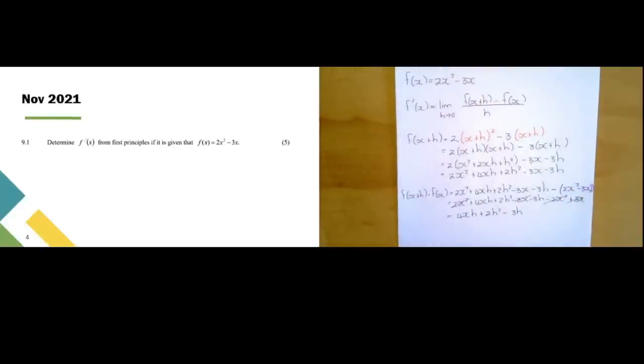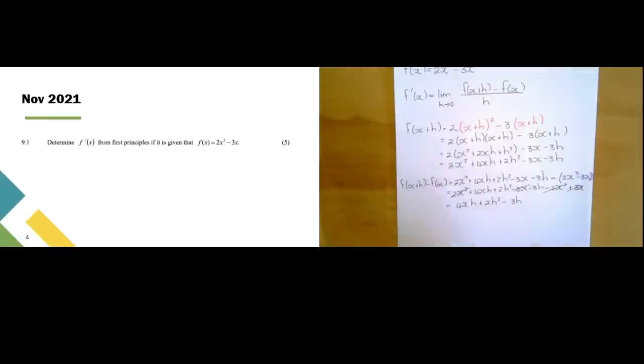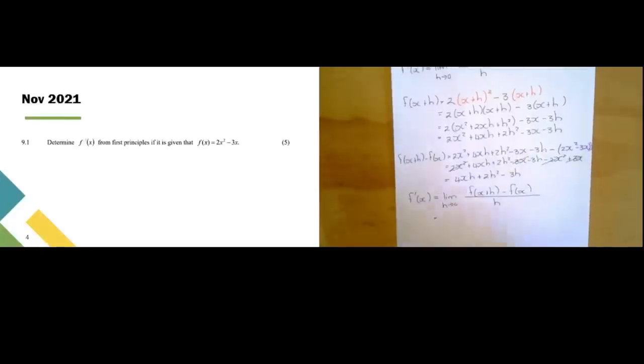The top of the fraction. So let's write down the equation again. From first principles, my formula said f prime x equals then the limit of h approaching 0. What do I have to have at the top of the fraction? f of x plus h. I've got to subtract from it f(x), and everything must be over h. Remember, I've now already calculated this.